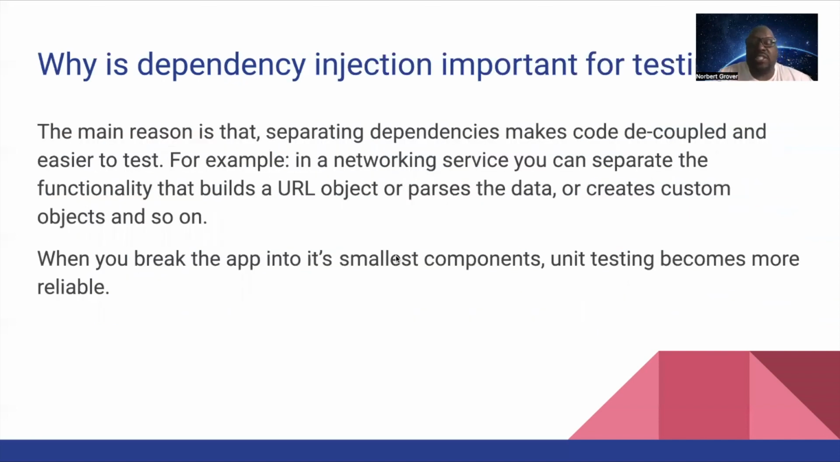Why is dependency injection important for testing? The main reason is that separating dependencies makes code decoupled and easier to test. For example, in a networking service, you can separate the functionality that builds a URL object, parses the data, or creates the custom objects and so on. When you break the app up into smaller components, unit testing becomes more reliable.